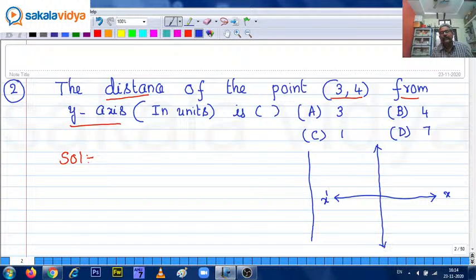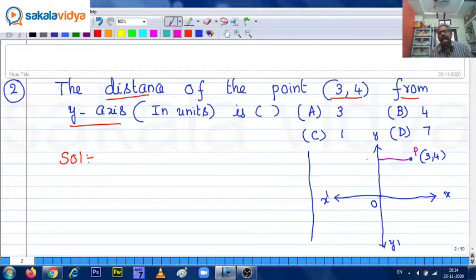So now x dash, this is y. Now this is called coordinate plane. The point of intersection is origin. 3 comma 4 lies in the first quadrant. So 3 comma 4. From this, drop the perpendicular on y-axis this time, because we need to find out the distance of the point from y-axis.